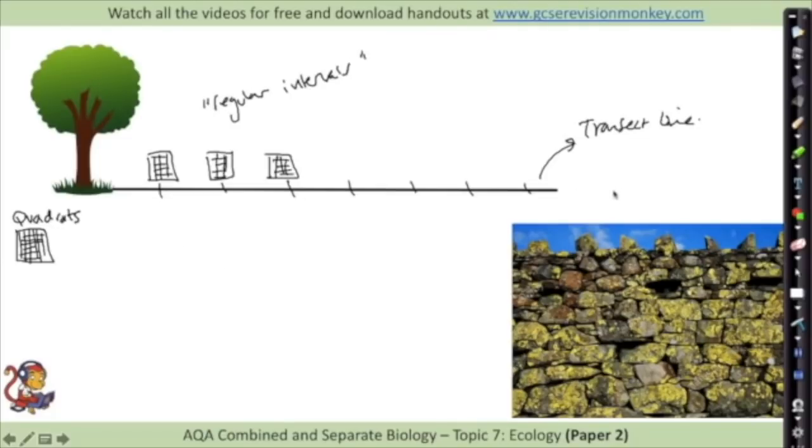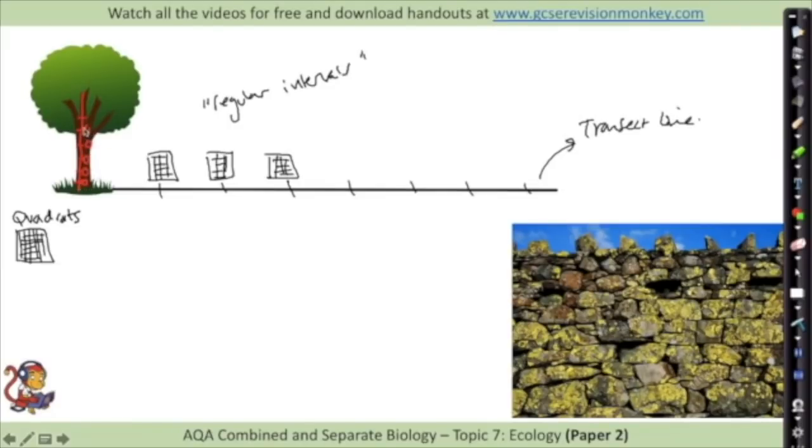Not only could you do that in a horizontal way, you can also do transects vertically, for example, up a tree. You could lay a piece of string or a measuring tape up a tree and sample something like leaf size or lichen cover as you go up the tree. So you might not want to use a quadrat, or you might just want to have a look at regular intervals next to that string line or tape measure. You might want to measure the size of the lichen that you find.